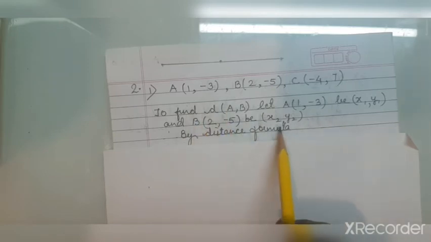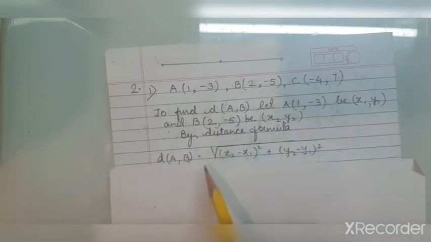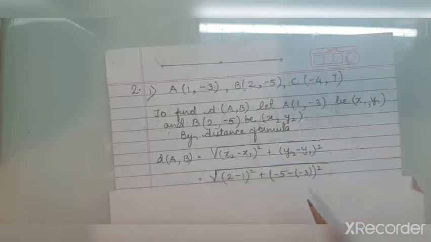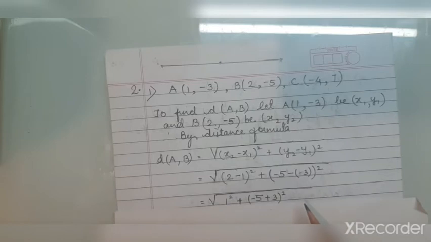Okay, by distance formula, first, as I told you, we have to mention the formula: square root of x2 minus x1 the whole square plus y2 minus y1 the whole square. Now the second step is to substitute. So I have just substituted. The only thing is, when we are substituting, be careful while writing the signs. If there is a negative sign, do not forget to write the negative sign. Okay, then we are going to solve.